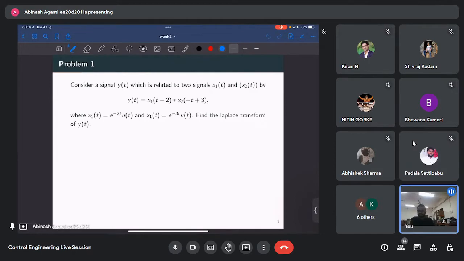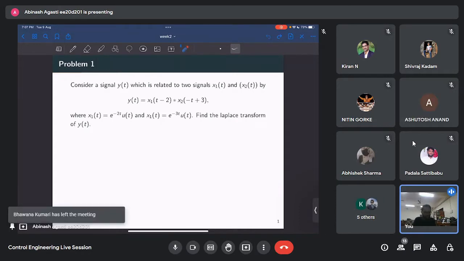So for today, the first question that we have is: consider a signal y of t which is related to two signals x1 and x2 given by this term. Okay, so basically y of t is the convolution of two signals. The two signals are time shifted or inverted versions of two known signals that we have. So first of all, we know x1 of t and x2 of t.